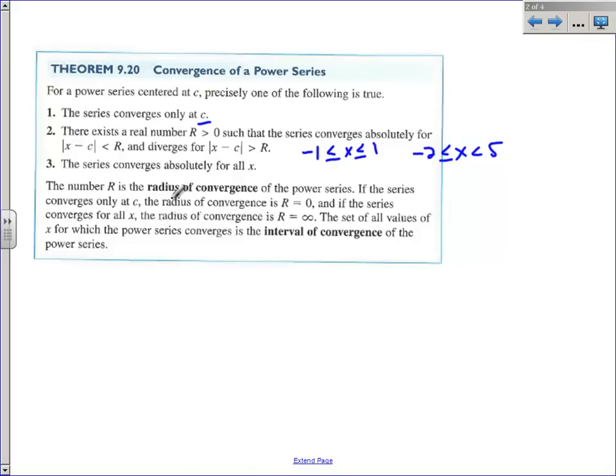And the third one is that the series matches the function so well that the series converges to the function no matter what value of x we're dealing with.